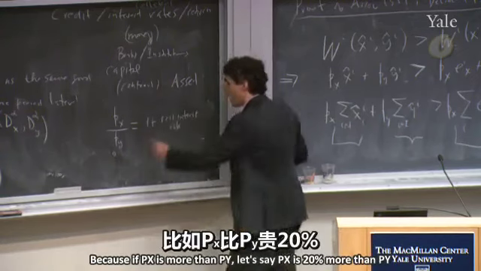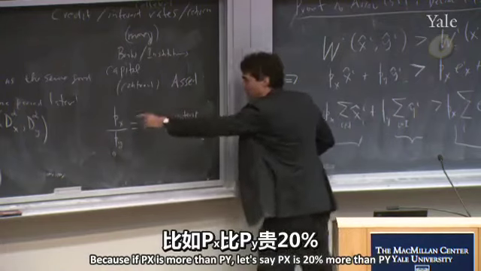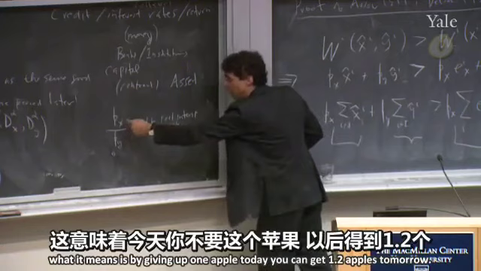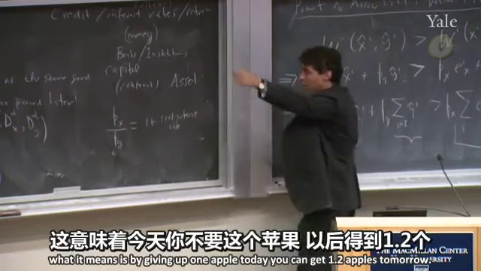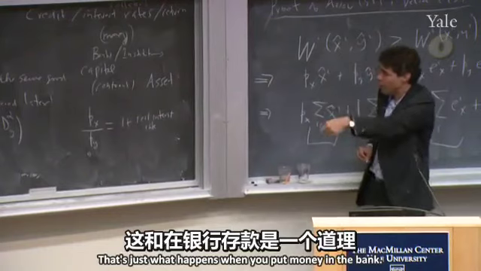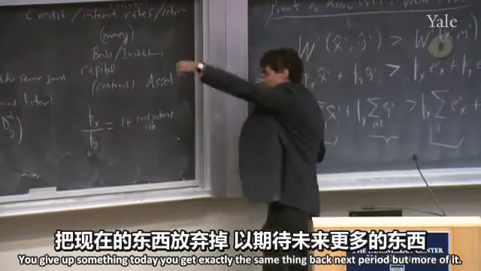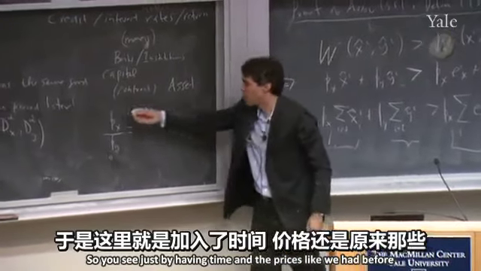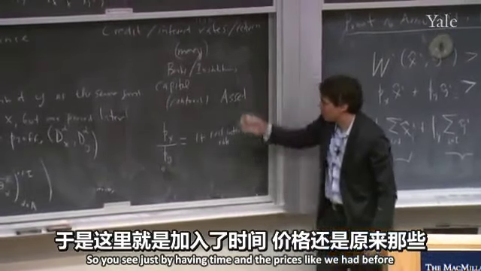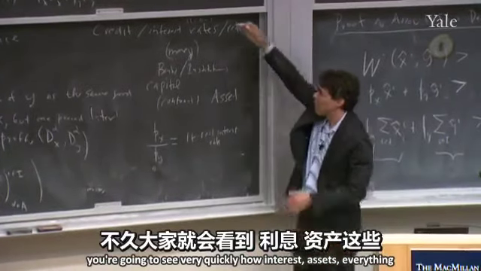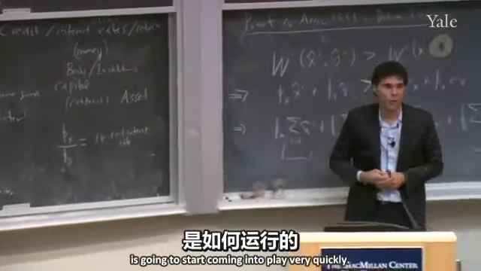Okay, because if px is more than py, let's say px is 20% more than py, what it means is by giving up 1 apple today, you can get 1.2 apples tomorrow. That's just what happens when you put money in the bank. You give up something today, you get exactly the same thing back next period, but more of it. So you see, just by having time and the prices like we had before, you're going to see very quickly how interest, assets, everything is going to start coming into play very quickly.